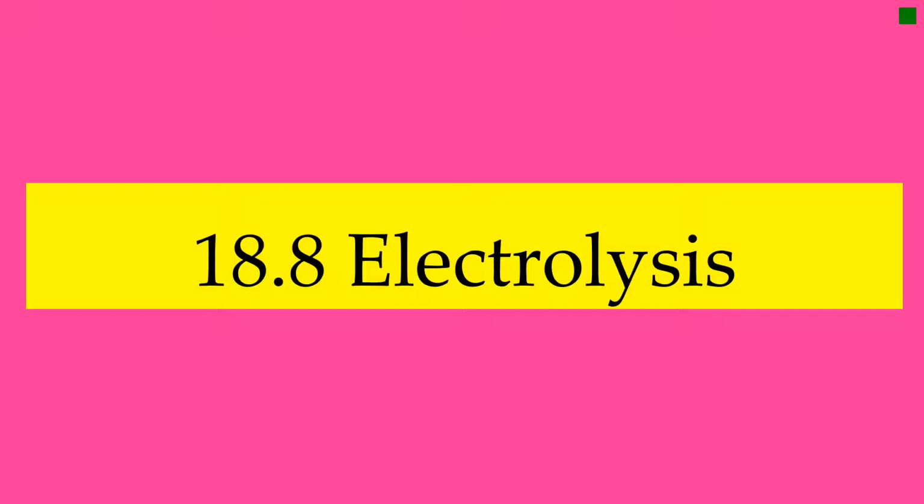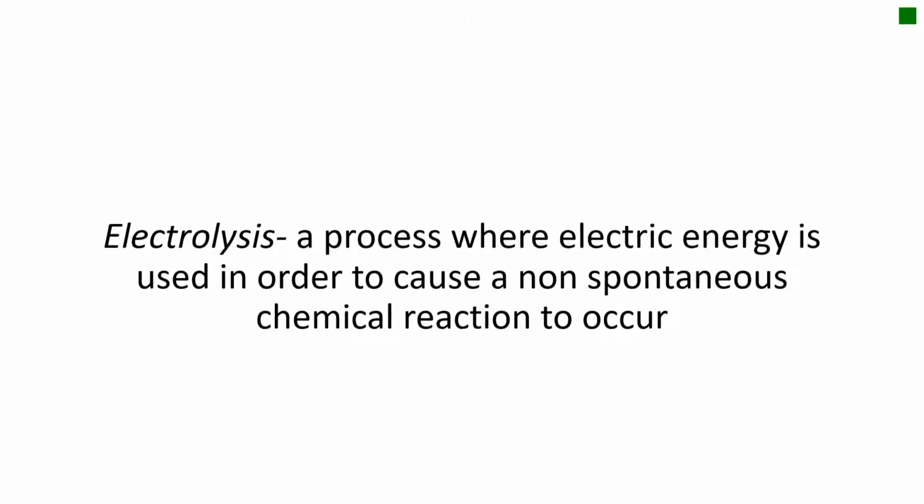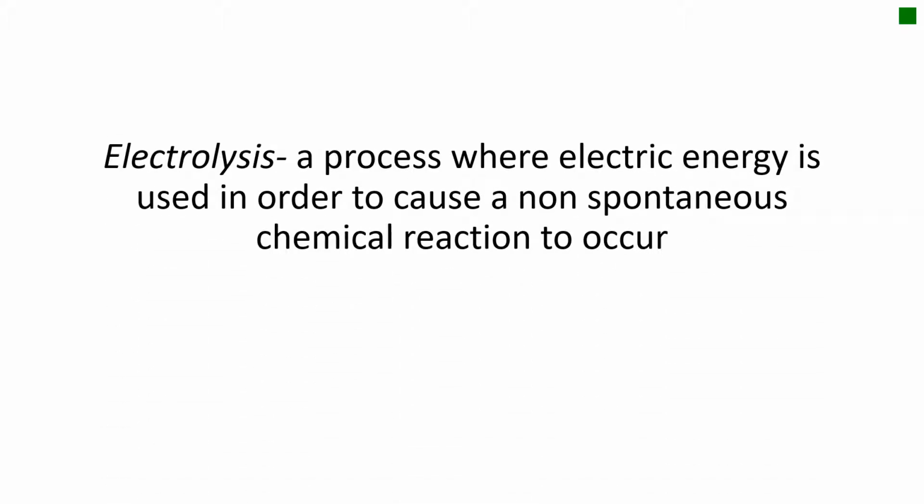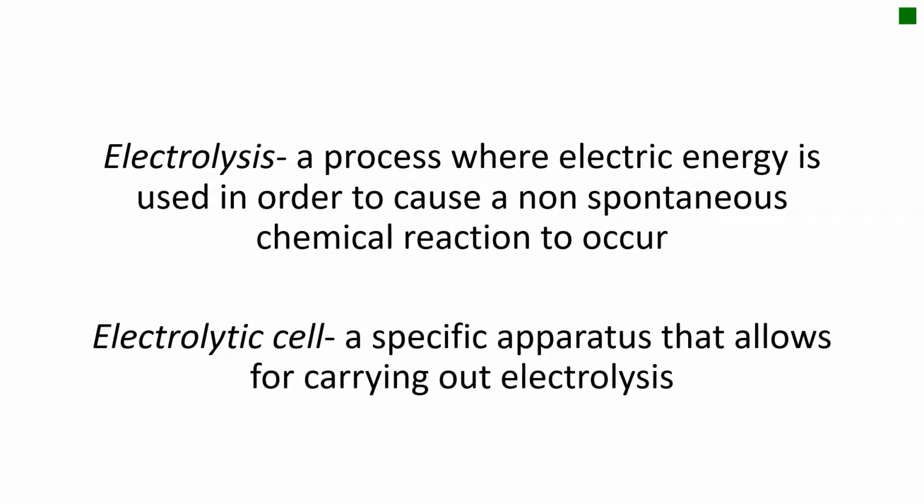For the final section, we'll go over section 18.8, which is electrolysis. To further explain, electrolysis is basically a process where electric energy is used in order to cause a non-spontaneous chemical reaction to occur. There are special methods to carry out the electrolysis, one being by using an electrolytic cell. An electrolytic cell is a specific apparatus that allows for carrying out electrolysis.